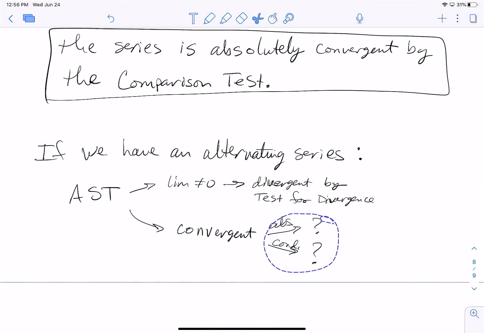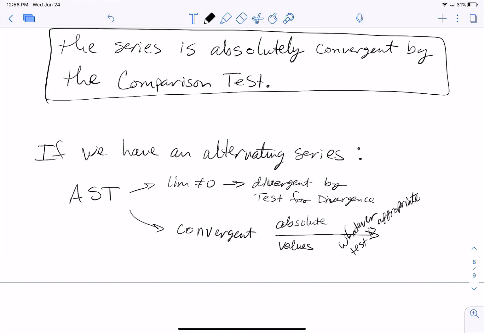So I think I can fix this diagram here. If it's convergent, then we use the absolute values and put them into whatever test is appropriate. Probably the integral test or one of the comparison tests. Then if it's divergent at that point, but it was convergent from the alternating series test, that's when you're going to say it's conditionally convergent.